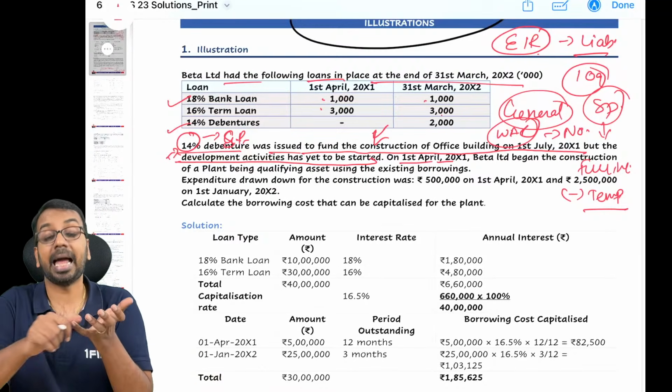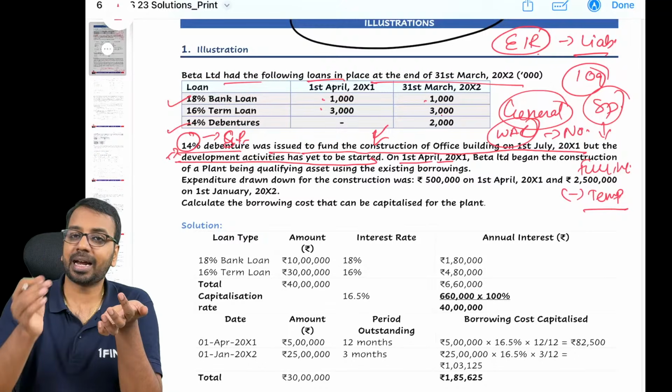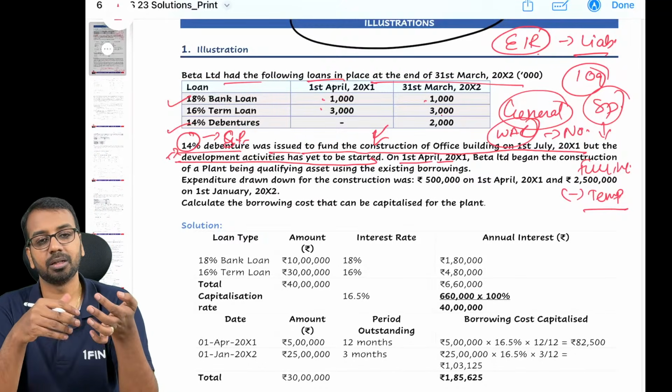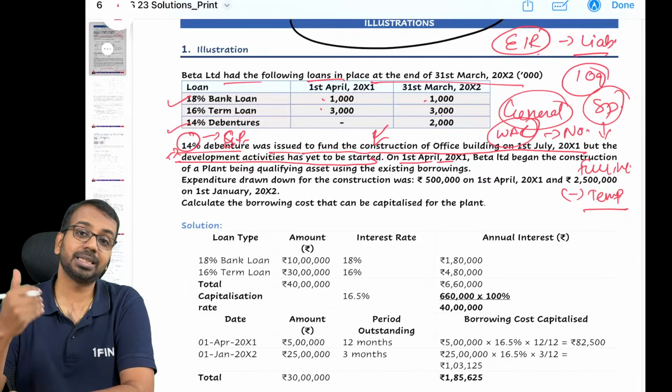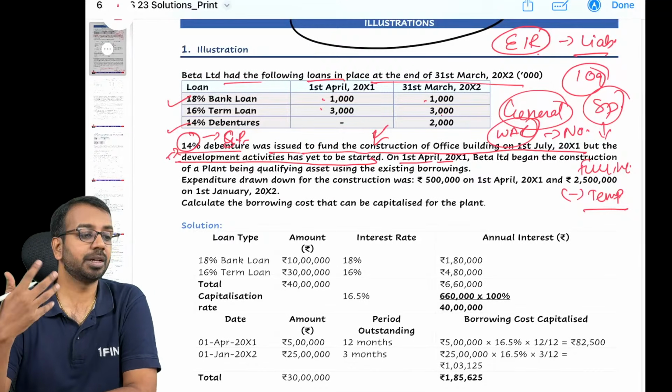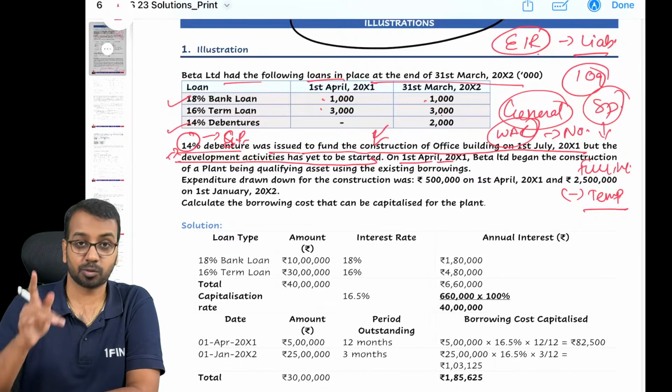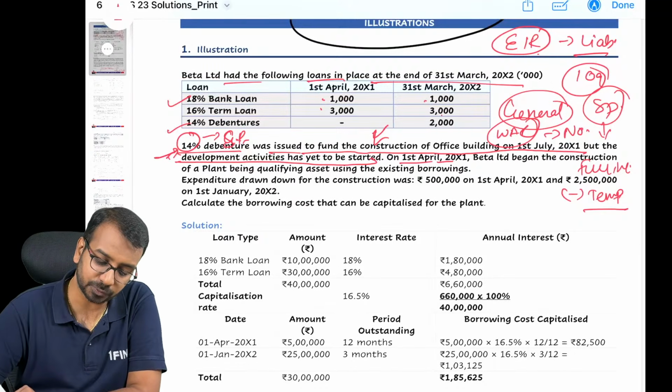Yes, but activities must have started. If activities have not yet started, if expenditure has not been incurred, then what happens? In that case we can say that active development is not happening. If active development is not happening, we cannot capitalize. So that is where we are excluding this.